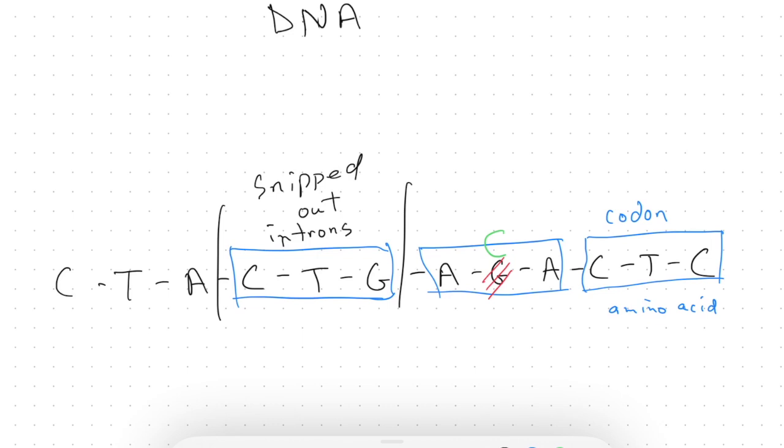The word comes from the idea that they're like intruders in the code that are just chopped out. And the rest that are maintained are called exons. So the exons are the actual code for the protein molecule. And the introns are pieces that are in the DNA molecule, but they don't actually form code for the protein.